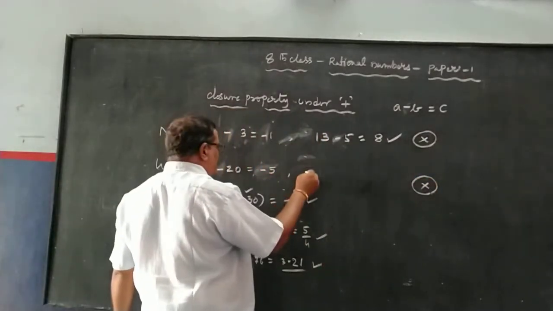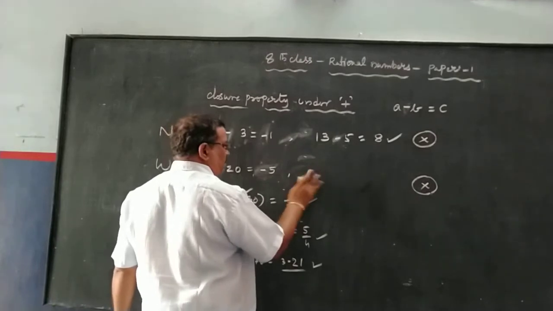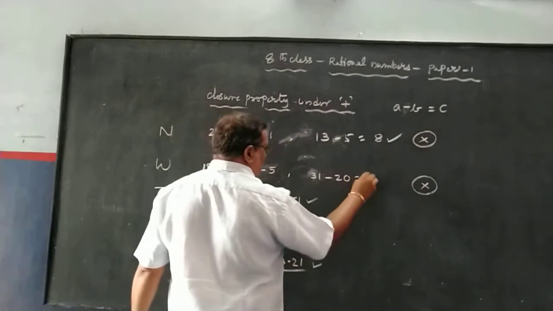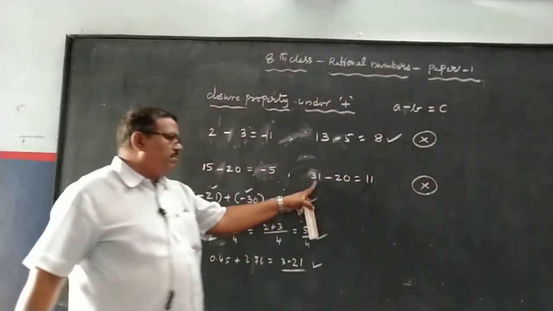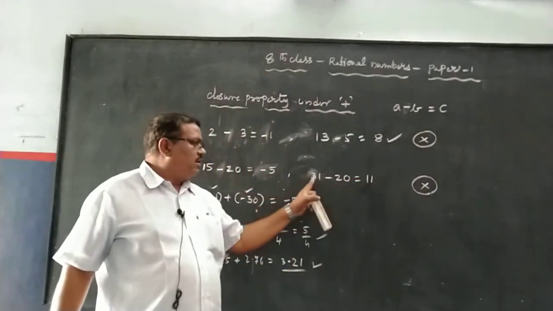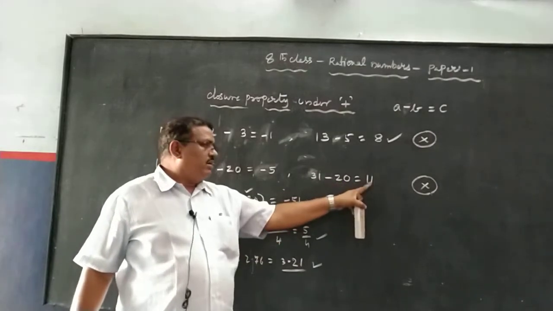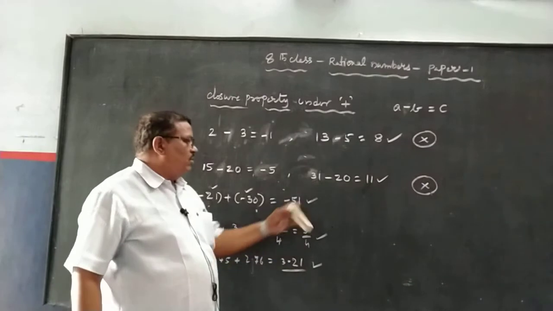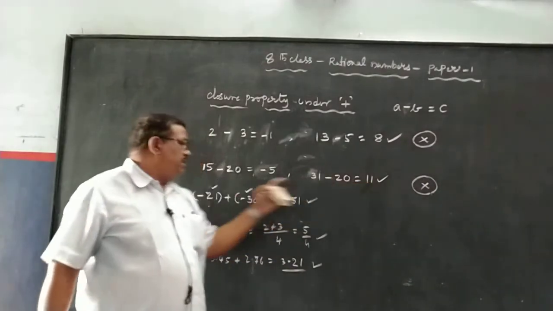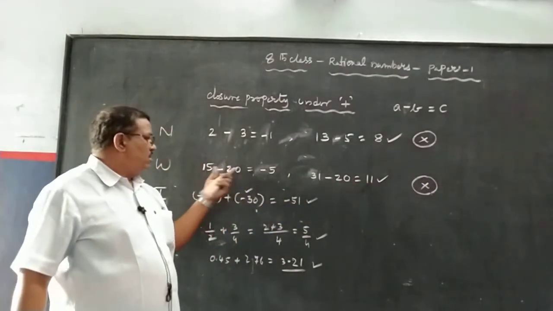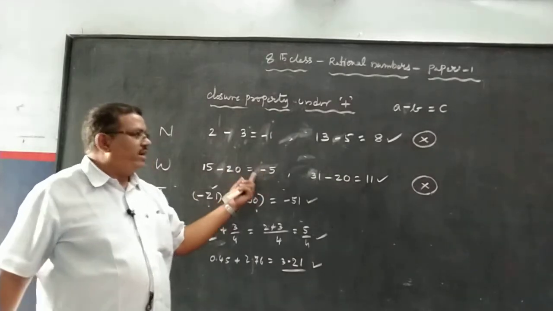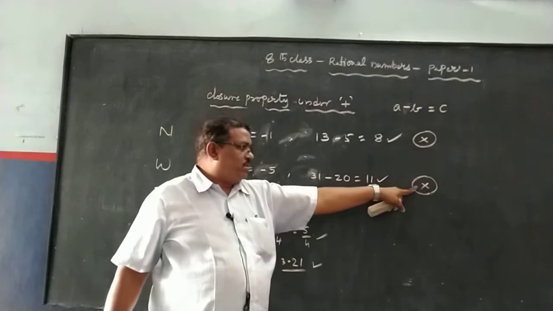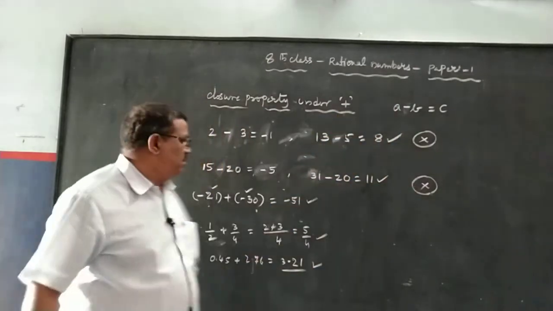Another example we have to take, that is 31 minus 20. The answer is 11. 31 is a whole number, 20 is also a whole number, and 31 minus 20 is 11. In this case, it is closed. Whole numbers will satisfy the closure property here, but in the earlier case, whole numbers will not satisfy. Finally, the total result is that whole numbers will not satisfy the closure property under subtraction.